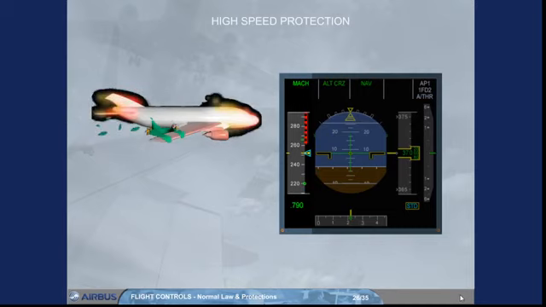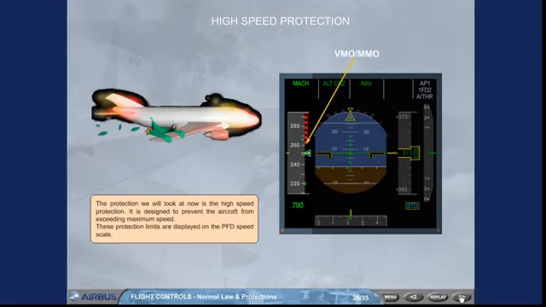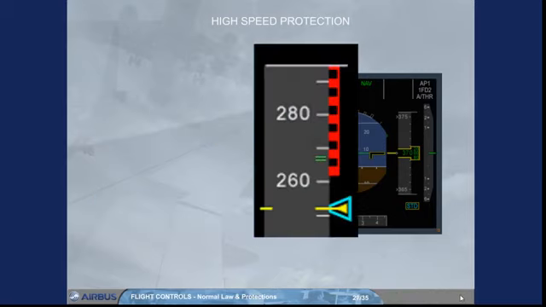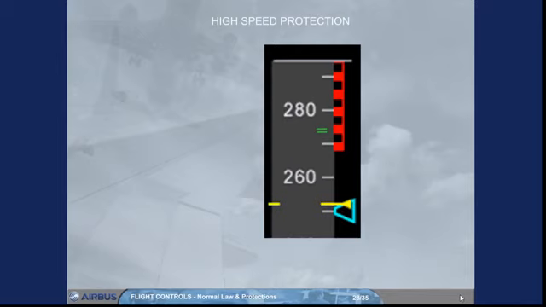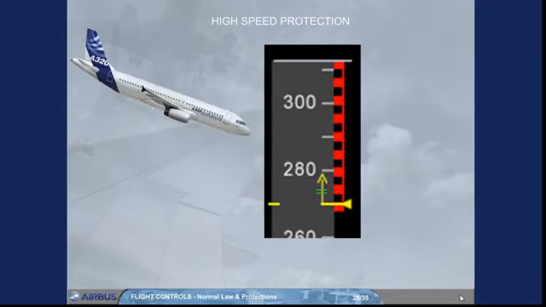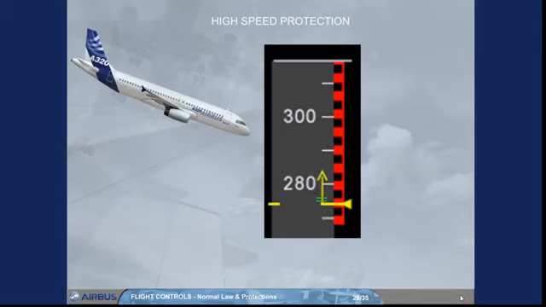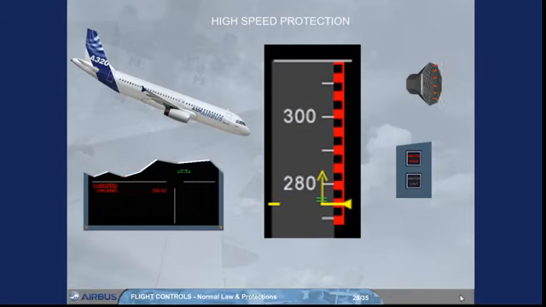The protection we will look at now is the high-speed protection. It is designed to prevent the aircraft from exceeding maximum speed. These protection limits are displayed on the PFD speed scale. VMO-MMO is shown as the bottom of the red and black barber pole. Green dashes indicate the speed at which the protection is activated. When the airspeed or Mach increases above VMO-MMO, just before reaching the green dashes, an overspeed ECAM warning is triggered, as shown.